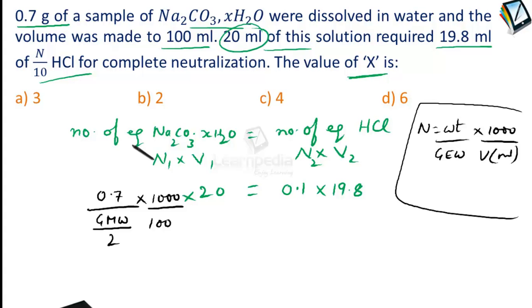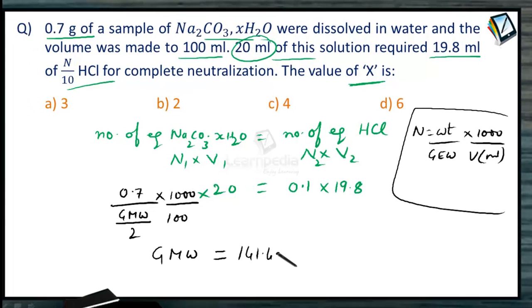Whether we take number of equivalents or number of milli equivalents of both the compounds, it is the same, because if you want to express the volume in liters on both the sides, we need to divide by 1000. Anyhow, that will be cancelled out. So on solving this, we will be getting the gram molecular mass of this hydrated salt as equal to 141.4 grams.